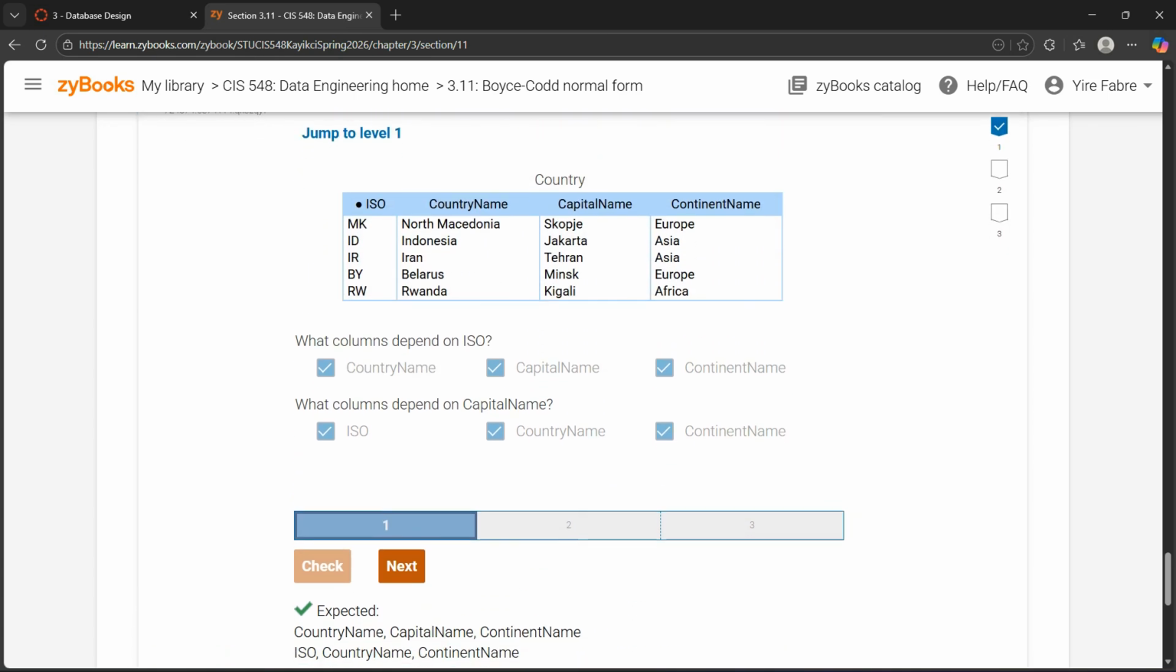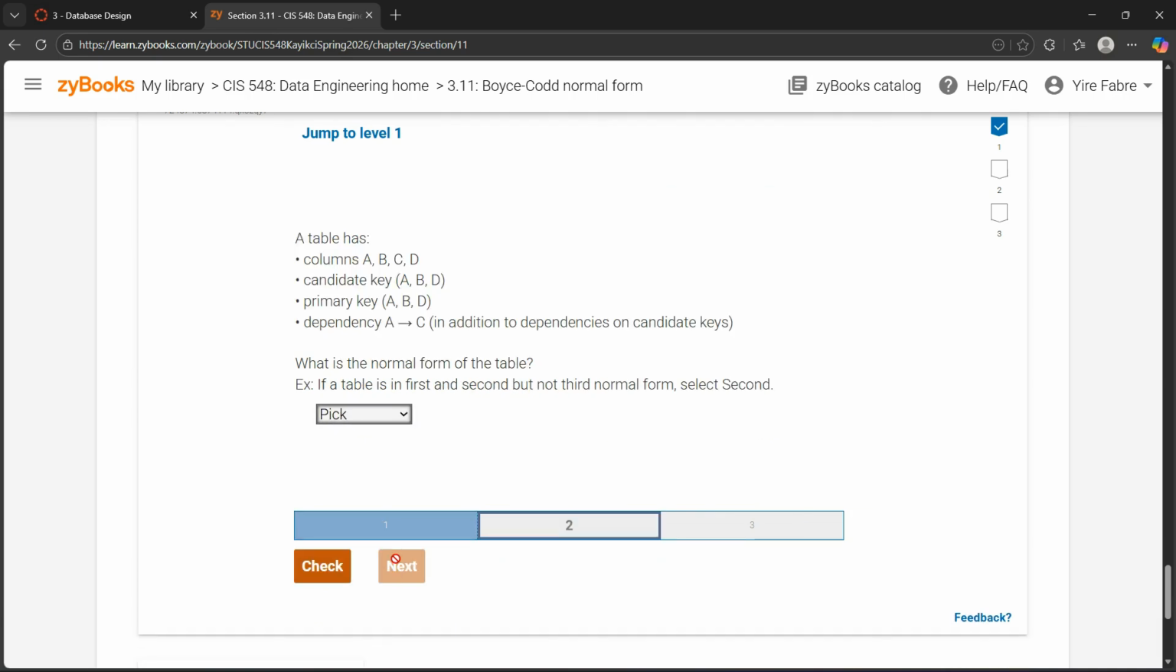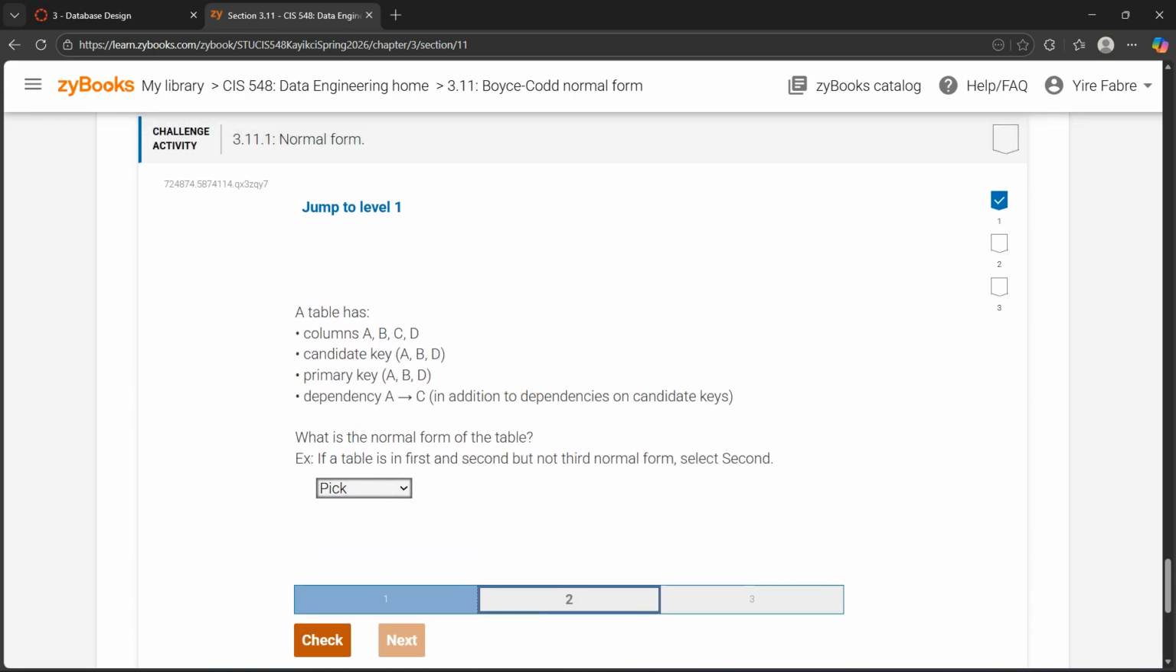Okay, let's get to the next question. The table has columns A, B, C, D, and the candidate keys are ABC and ABE. The primary key is ABE. The dependency is A to C, in addition to the dependencies on the candidate keys. So what is the normal form of the table?